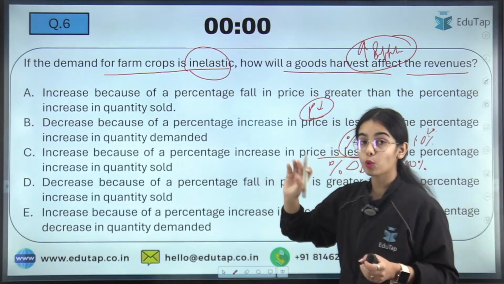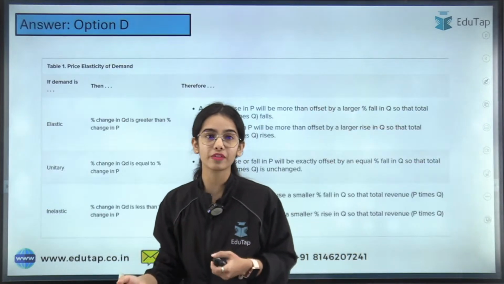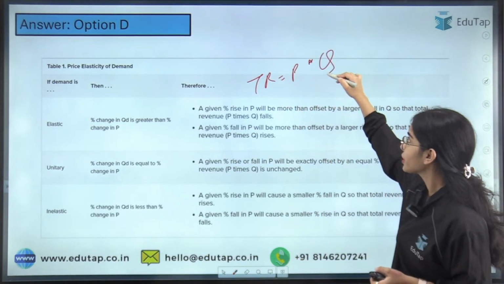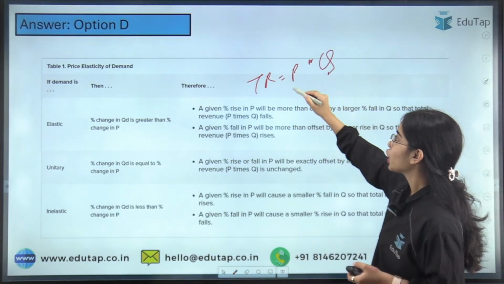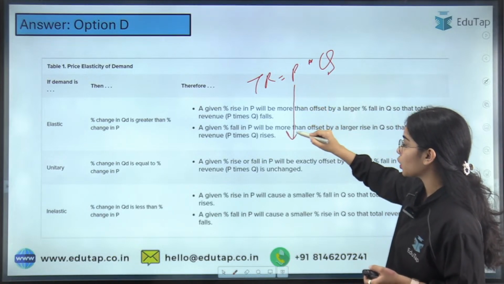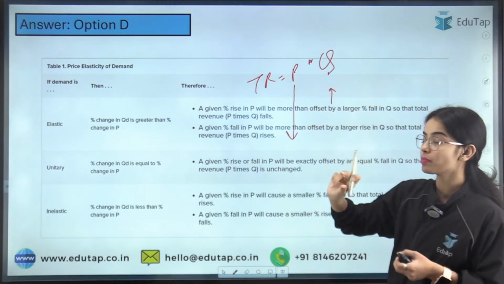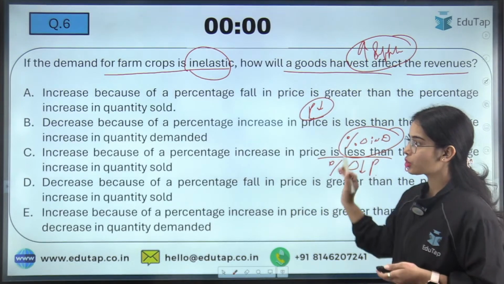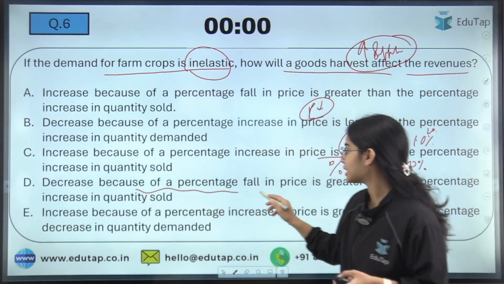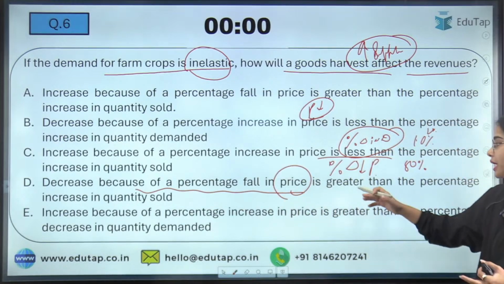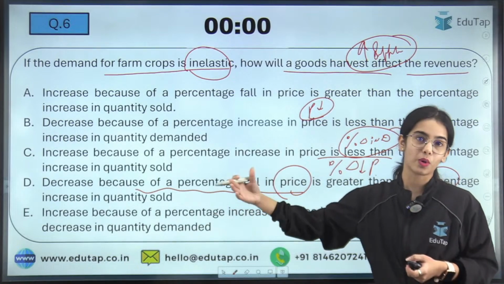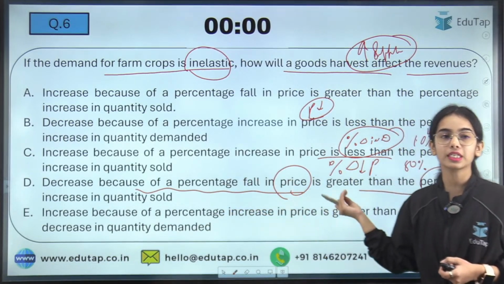So the total revenue is going to decrease. Total revenue is what? Total revenue is your price multiplied by quantity that is being supplied, that is being demanded. So if the price is decreasing by a lot while the quantity is increasing by a little, you can understand that the total revenue is going to decrease. So total revenue will decrease because the percentage fall in price is much greater than the percentage increase in the quantity sold or the quantity that is being demanded. So here D will be the answer.